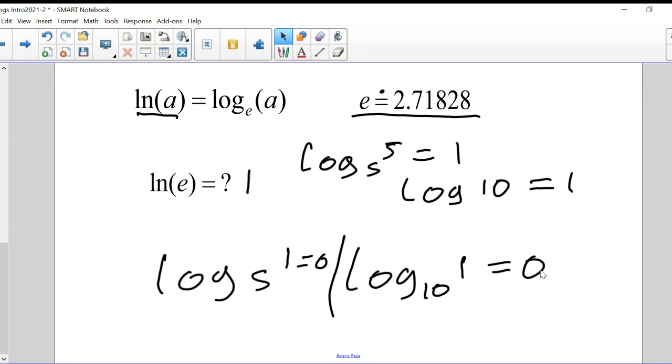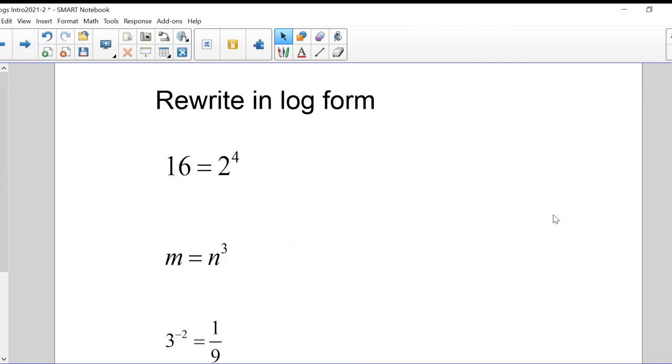Any number raised to the power of 0 does give you 1, something that was mentioned in the video that you just saw by Mr. Richards. Okay, so let's rewrite some of these things in log form. I'll do the first one for you. Here's a statement of fact: 2 to the power of 4 is 16, or 16 is equal to 2 to the power of 4.